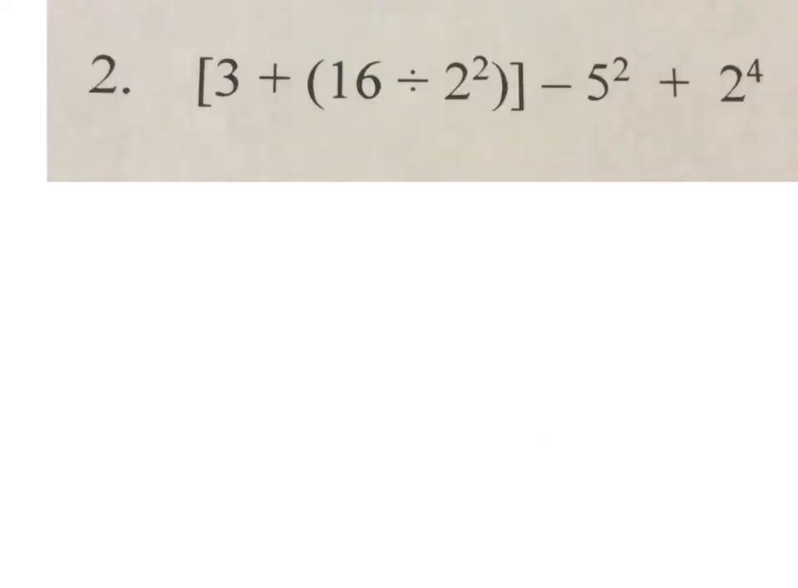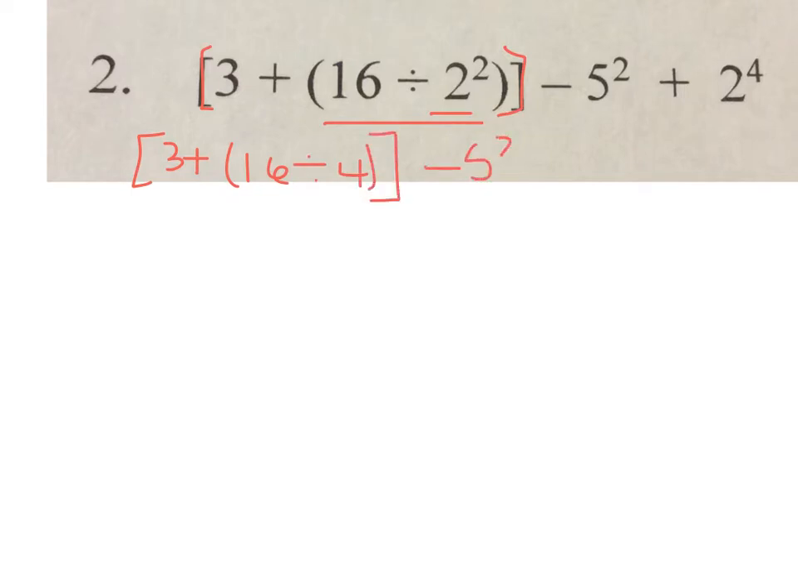Okay, this is problem number 2 on the exit card. So what I would do first is I would go inside the parentheses, inside the brackets, and then inside the brackets I have to go inside the parentheses. So I have to do 2 squared first. So I have brackets 3 plus parentheses 16 divided by 4. That's the only step I should have done.